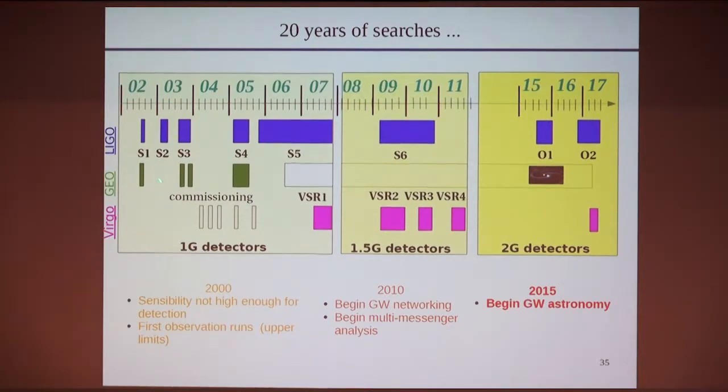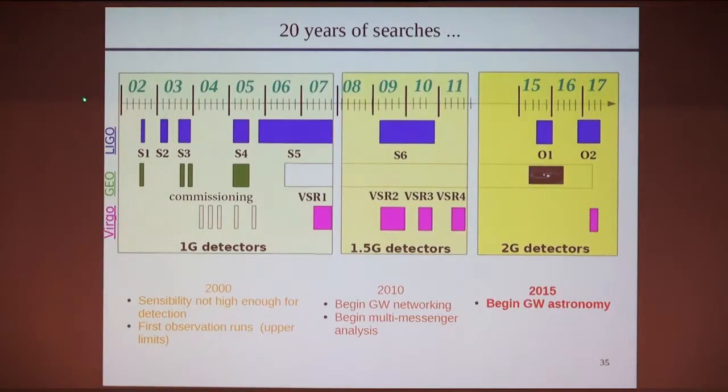The LIGO and Virgo detectors were funded in the 90s. The construction took about 10 years. And in the 2000s, data taking started with LIGO. What you see here is the campaign of data taking for LIGO and Virgo. Virgo is always a bit late compared to LIGO.